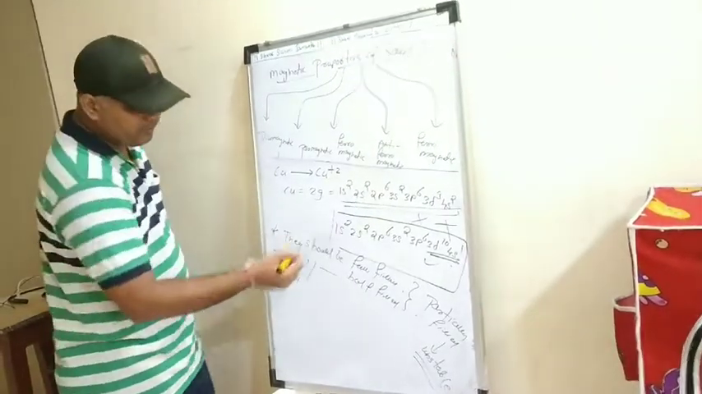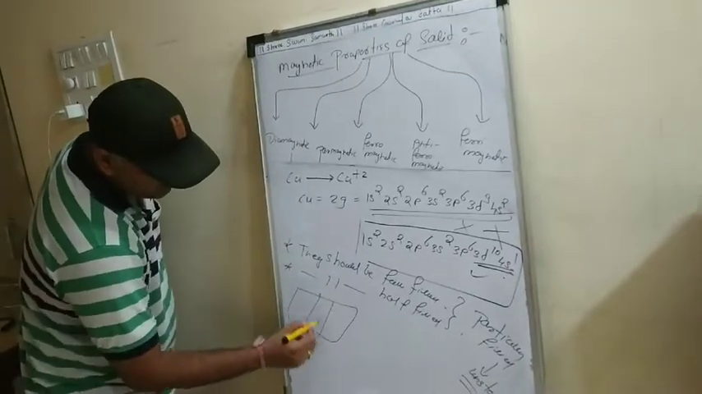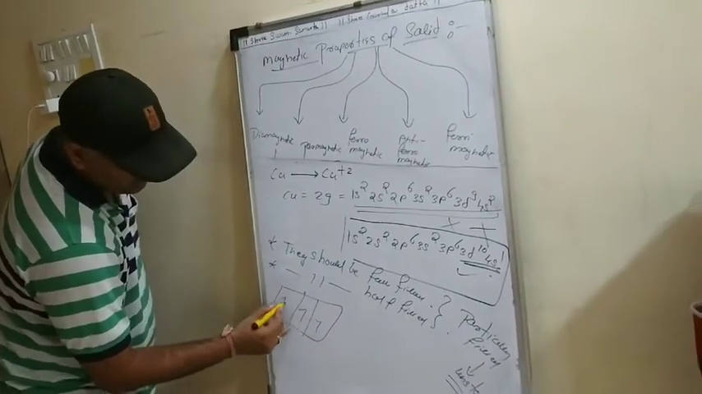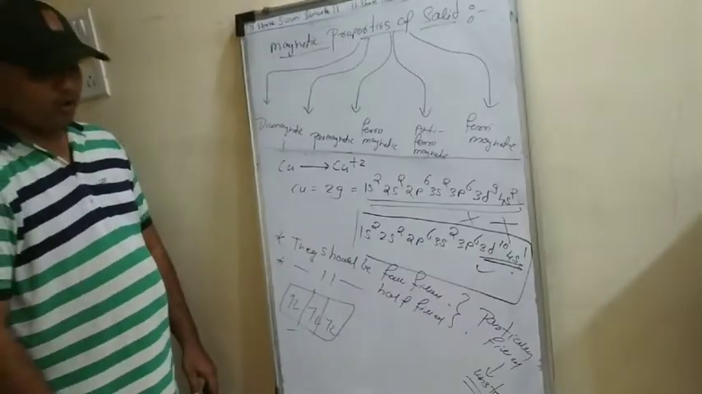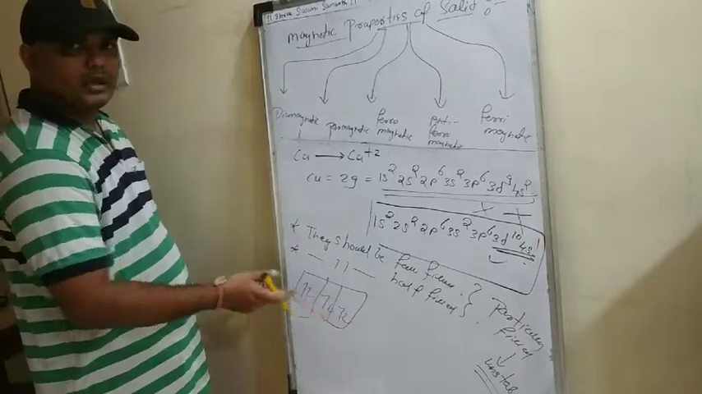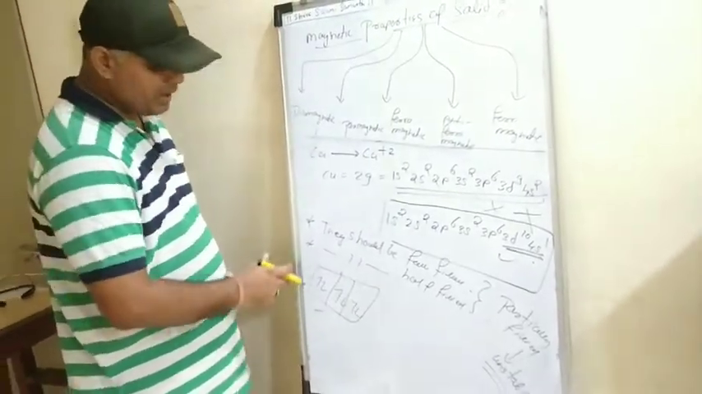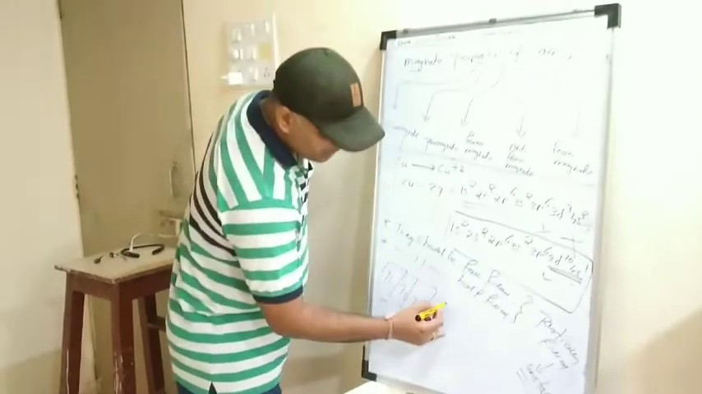Now let's talk about the fully filled. How to look at the fully filled orbital? 1, 2, 3, 4, 5, 6. This is a fully filled orbital, right? All containing one upward spin and one downward spin. They all have the same symmetry. They all have the same energy, right? So this is stable. Now let's talk about the half filled.